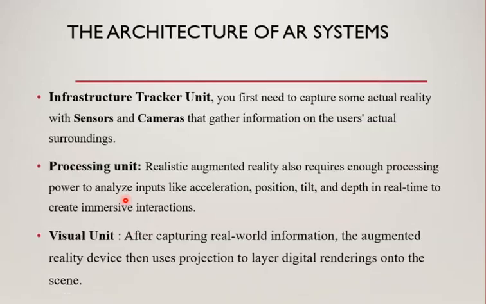Next, the architecture of an augmented reality system has three basic parts: the infrastructure tracker unit, the processing unit and the visual unit. Infrastructure tracker unit means you first need to capture some actual reality with sensors and a camera that gather information on the user's actual surroundings. All the input data comes in here. What is the processing unit? It makes the augmented reality realistic. It also requires enough processing power to analyze input like acceleration, position, time and depth in real time to create immersive interaction.